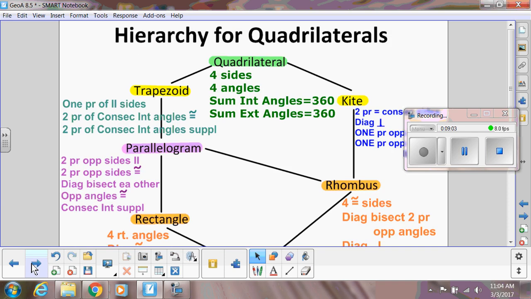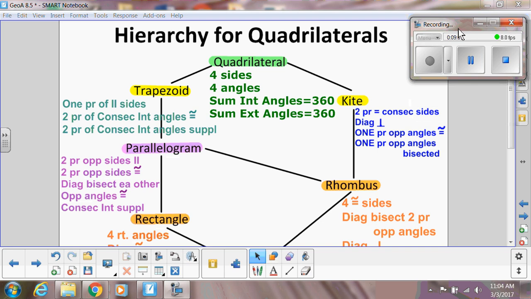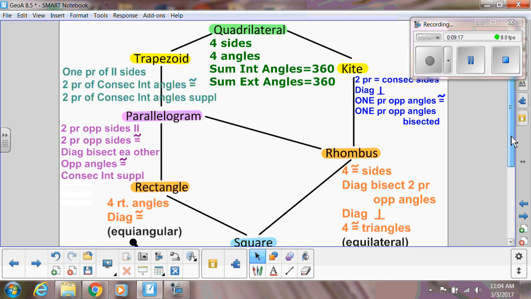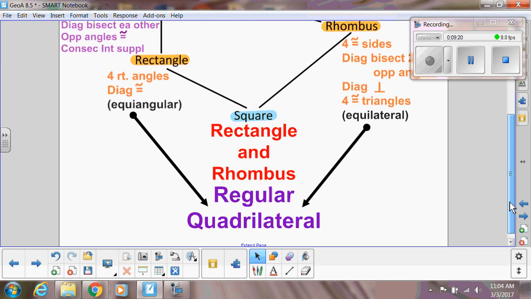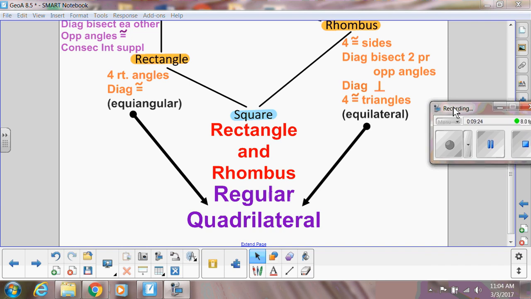So if you wanted to pause this part of the video so you could fill in your hierarchy, these are all of the things we know about all these shapes. That might be helpful. You can pause it at any time, and then I'll scroll down just a little bit more so you can see everything down here. All right, so then we'll start reviewing after we master this section.